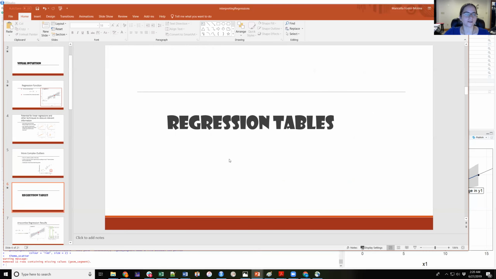So that's the section on visual intuition of regressions and scatter plots. Next video will be on regression tables.